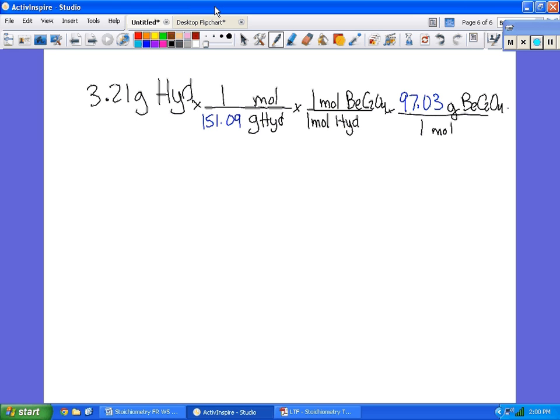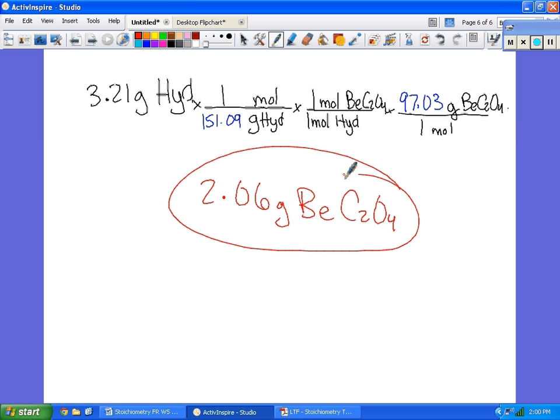So when you do this, the answer you should get, and everybody should have gotten this answer because you know how to do this, was 2.06 grams of BeC2O4. And guys, that would have earned you 1 point for knowing how to do a gram to gram. Congratulations. You've been doing that since Thanksgiving of last year. You should know how to do this. This should not be a challenge to you at all.